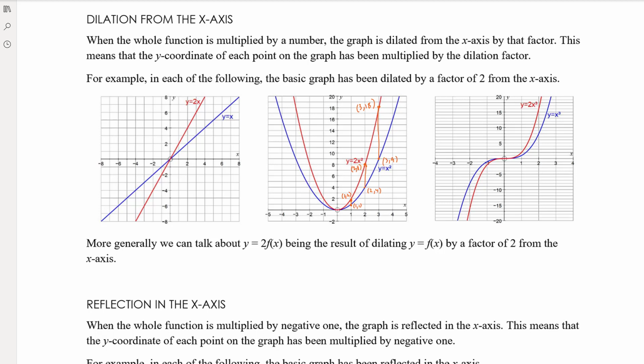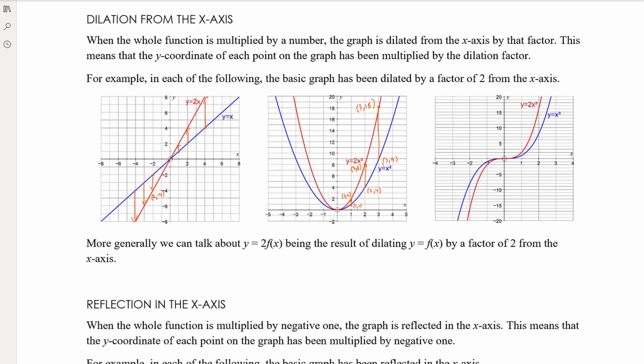It's the same with the linear graph. y equals x goes through (1, 1). y equals 2x goes through (1, 2). We're doubling the y values. Okay, you can check the numbers there. Same down here. When x equals negative 2, y equals negative 2 on the original graph, y equals x, we double the y value and we're now down here at (-2, -4). Okay, doubling the y value, etc., etc.